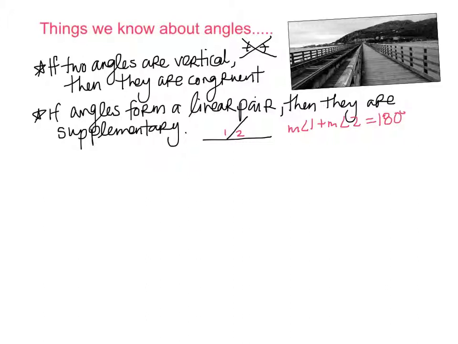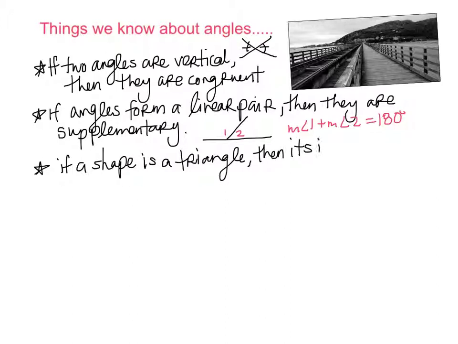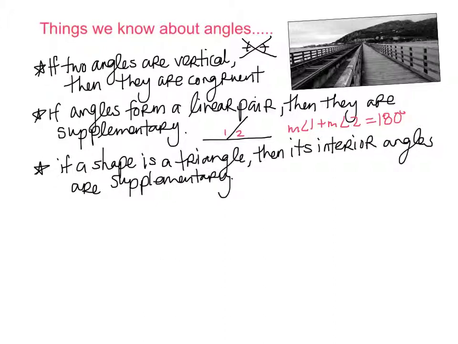Okay, there's one last one we're going to put in, and it has to do with the angles in a triangle. You know this one probably from 7th grade. If a shape is a triangle, then its interior angles are supplementary. Okay. So if a shape is a triangle, then its interior angles are supplementary.